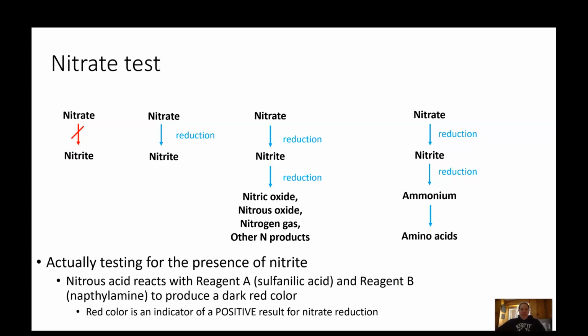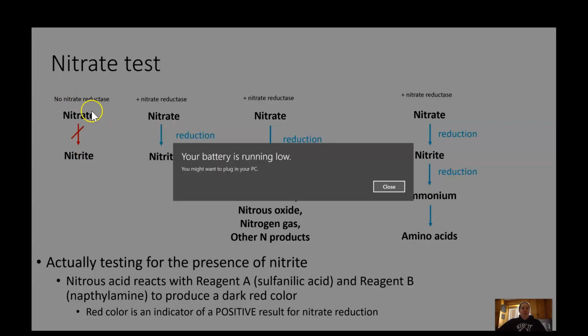All right, so before we go to the next step, let's ask ourselves, let's just say that these are 4 different bacteria, which of these bacteria have the enzyme nitrate reductase? So hopefully you can see, of course, because nitrate is being reduced in all 3 of these instances, these 3 all have that enzyme, nitrate reductase, but this one does not.